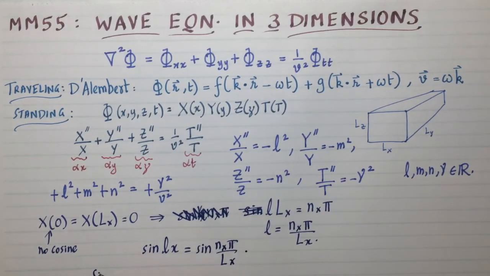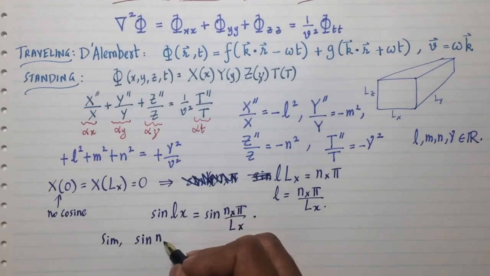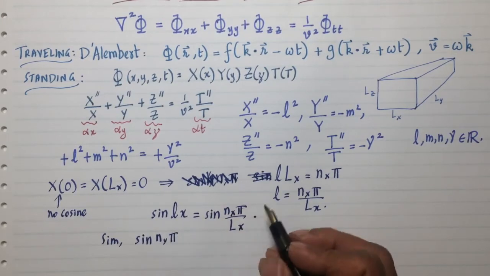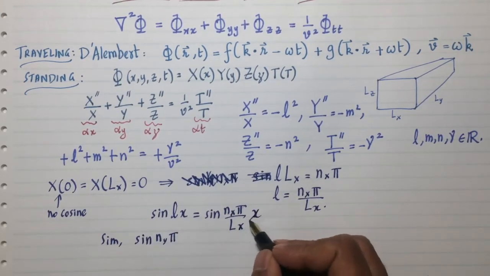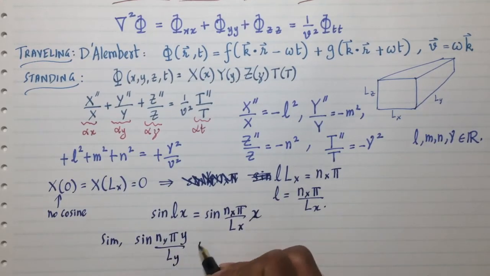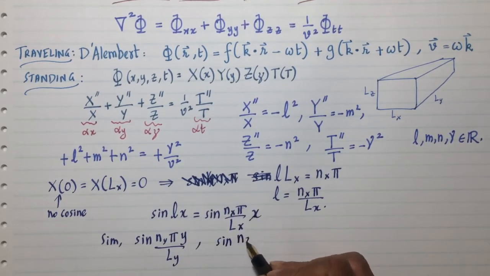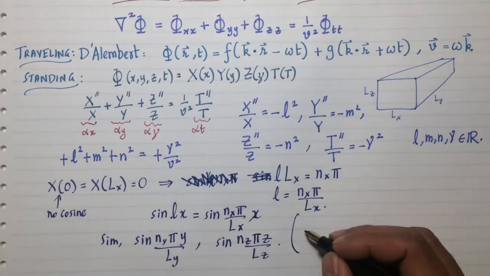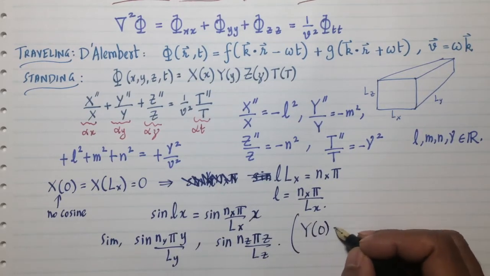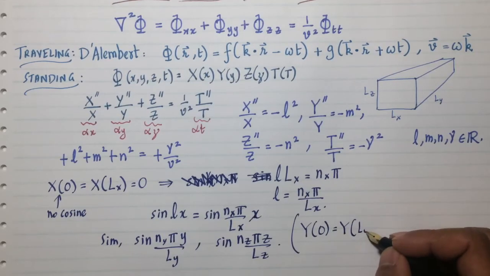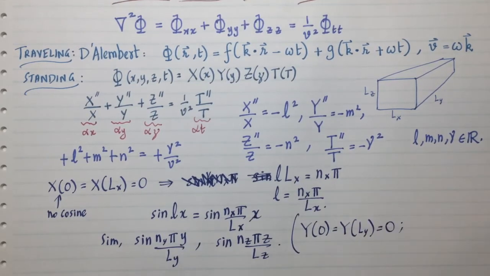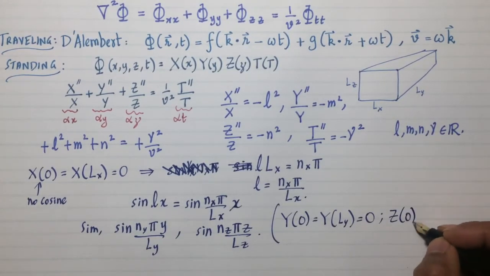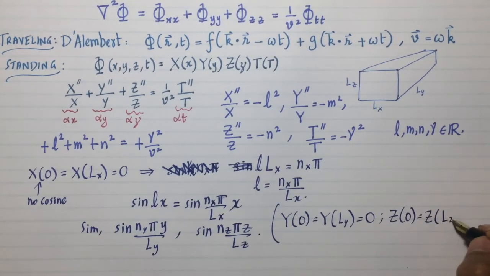Well, similarly, I'm going to get sine of ny pi y over ly, and sine of nz pi z over lz as the possible solutions by imposing the other boundary conditions. And the other boundary conditions are respectively y of 0 equals y of ly equals 0, and z of 0 equals z of lz equals 0.